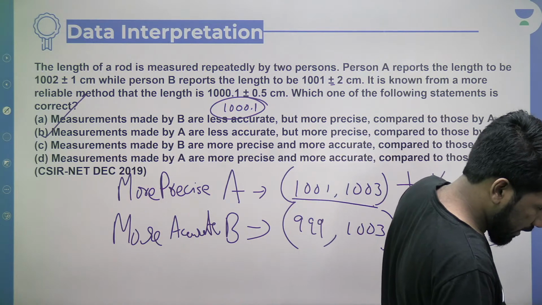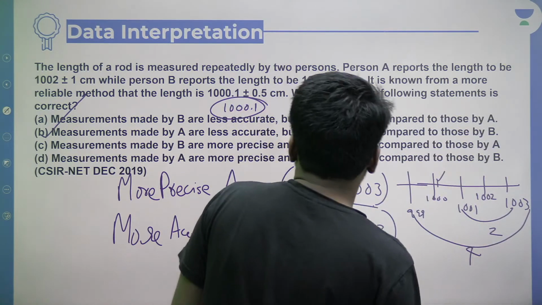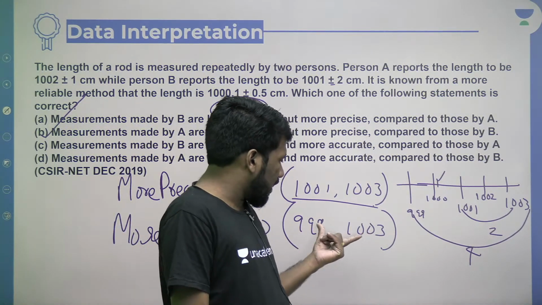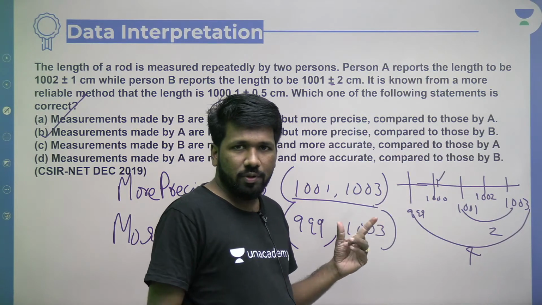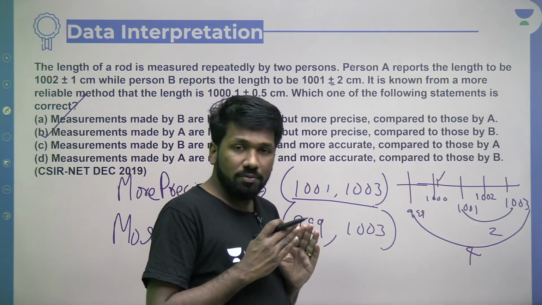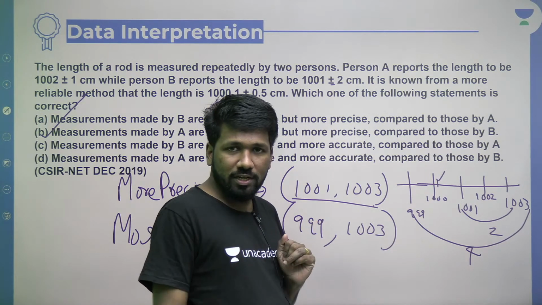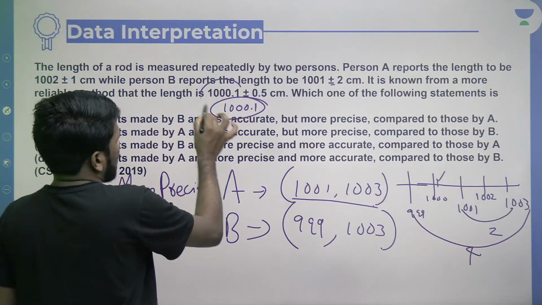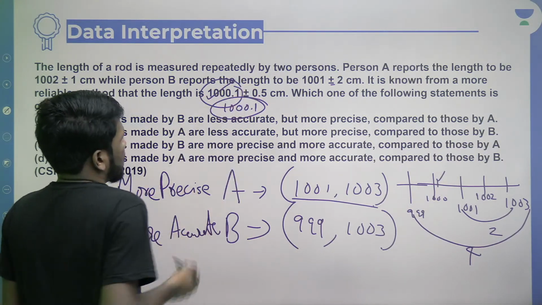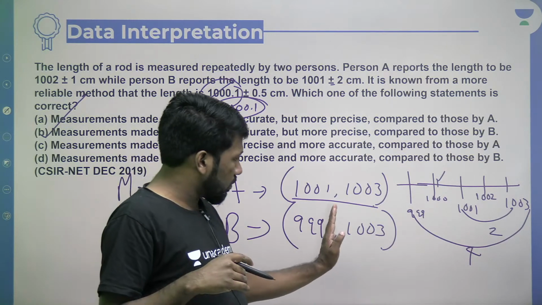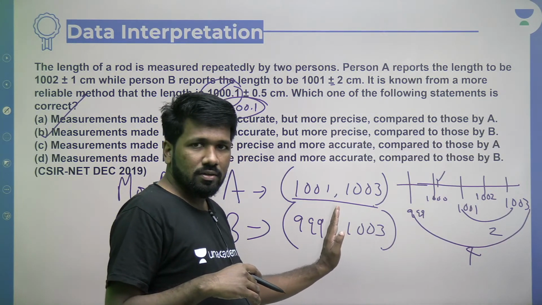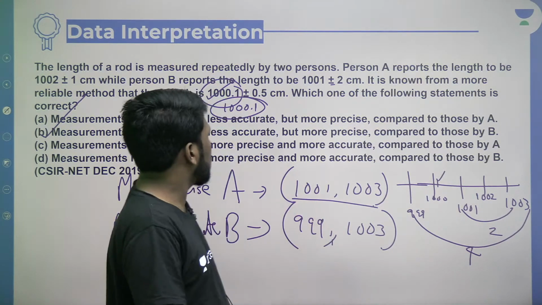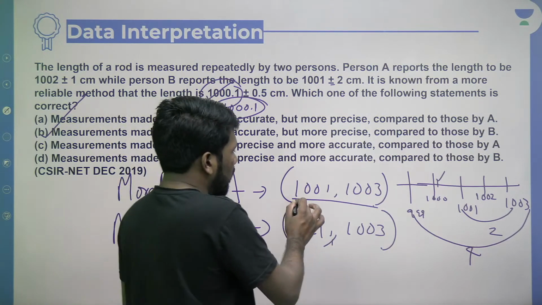There is a doubt about the accuracy of B. Now I will repeat the accuracy of B. Imagine 999 to 1003 on the number line: 999, then 1000, 1001, 1002, 1003. The 1000.1, which is the original answer found by a reliable method, is inside B's range. B covers the original value 1000.1, but A does not cover it at all.